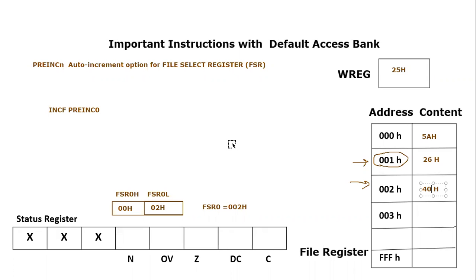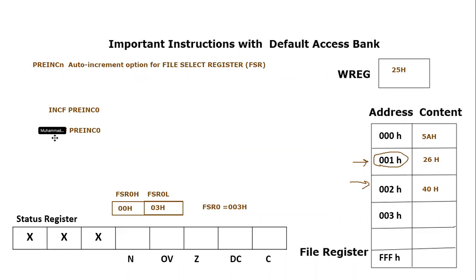Let's say I want to give another example. Let's say we want to use SETF with pre-increment 0. Again, FSR0 content is currently 02 hex. First of all it will increment, so the FSR0 value will become 003 hex, or simply FSR0 will point to 003 hex. That means whatever the function of the instruction is, it will be performed on 03 hex.